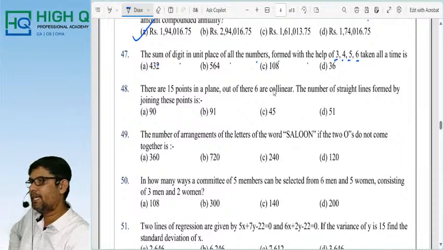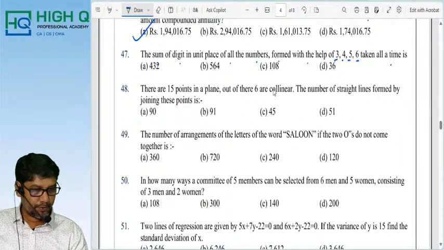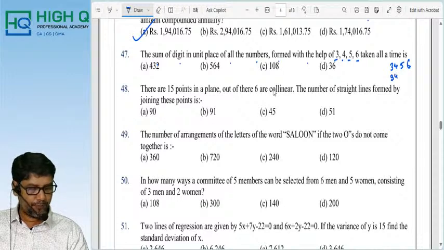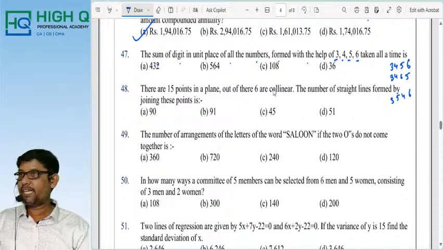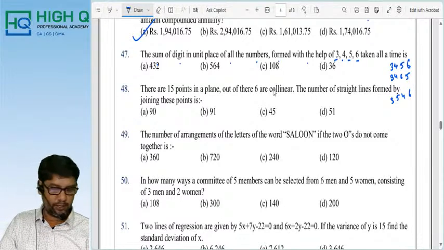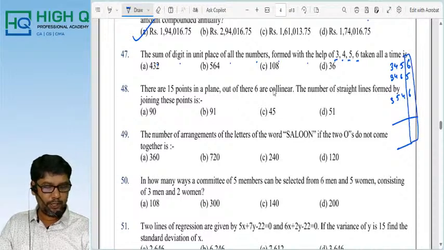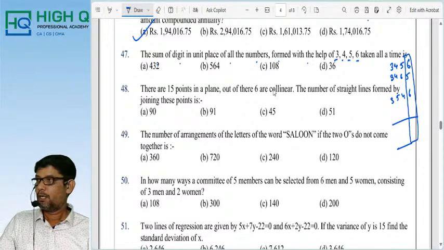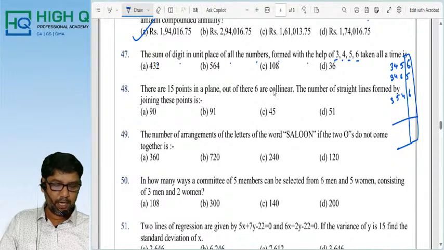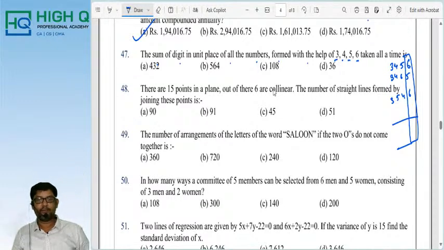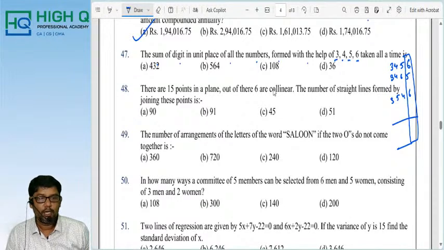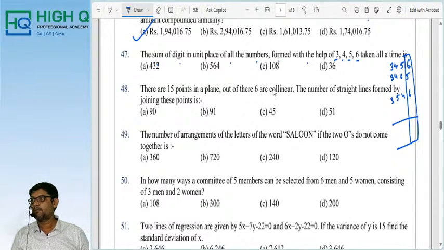You all understand. See, actually the question is 3, 4, 5, 6. 3, 4, 6, 5. 3, 5, 4, 6. If I keep on writing all the 24 numbers, then I have to write 24 numbers. Only the units place is to be added. Okay. Can anyone tell me how? 432, Apurva has given 432 and MRP gave 108? How 108?